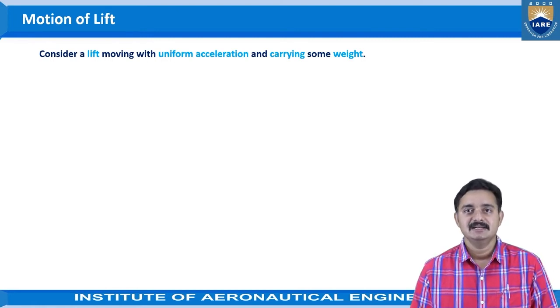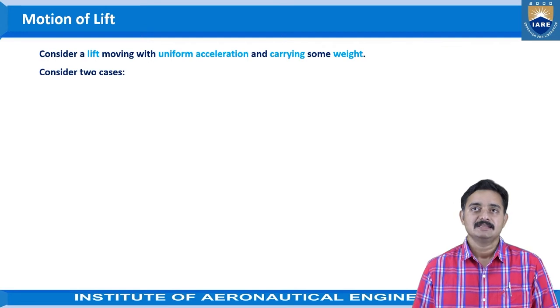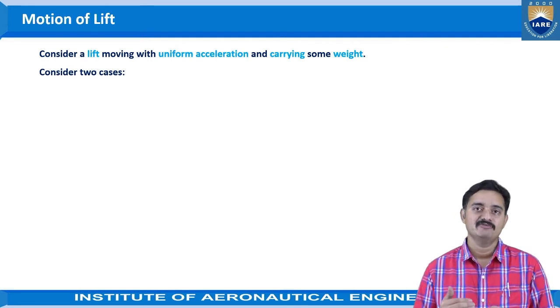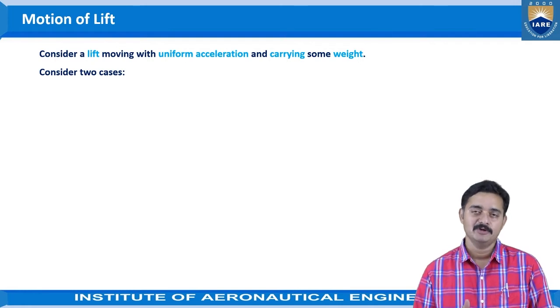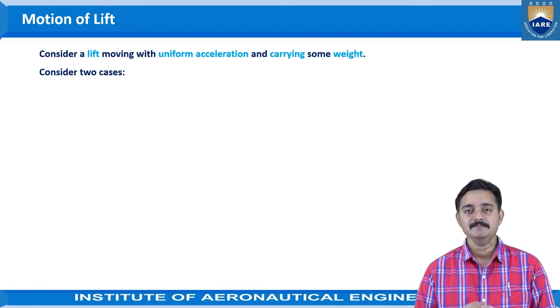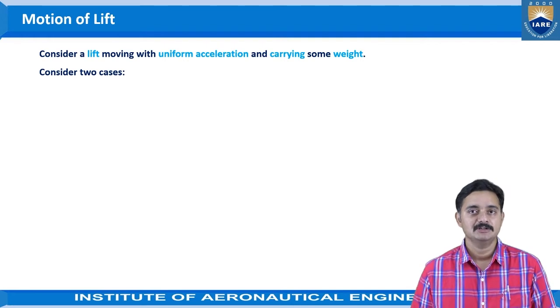Then consider a lift which is moving with uniform acceleration and carrying some weight. Now we can consider two cases. One is the lift moving upwards, that means from the lower position to the higher position. And the second case would be the lift moving downwards, that is from the higher position to the lower position.